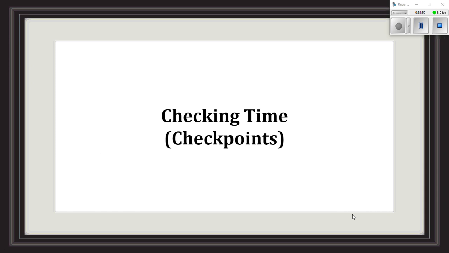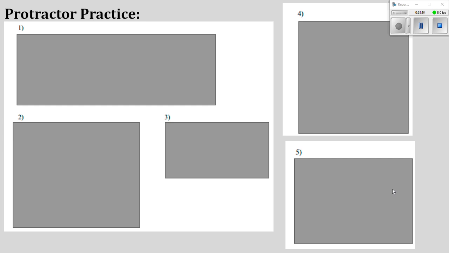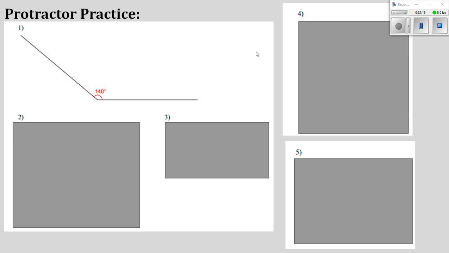Okay, it's check-in time. We're going to check the checkpoints that you've done. You had to do a protractor practice, so there was 5 of them, to find the measurement of them. Again, answers might vary by like a tolerance of 1 or 2 degrees. But if you're within that ballpark, it's not like way off, like you're off by 10, then you should be good. All right, first one, you should have 140 degrees.